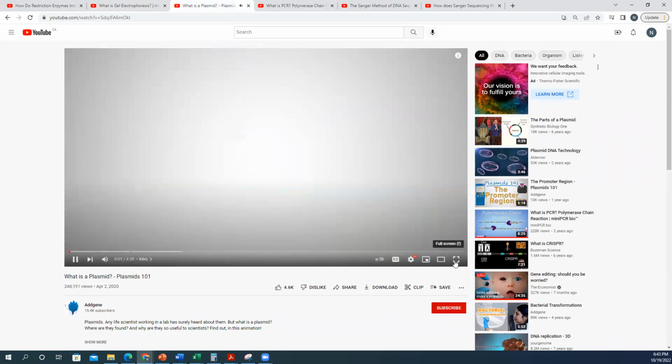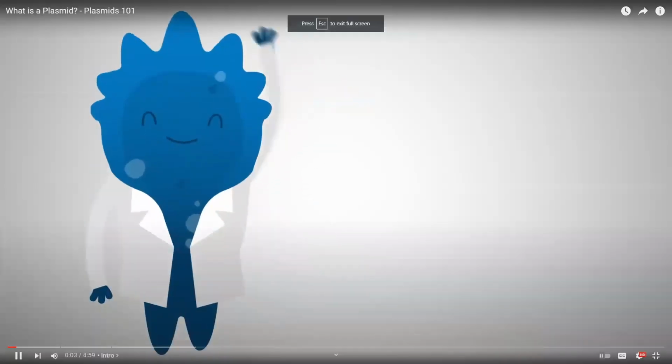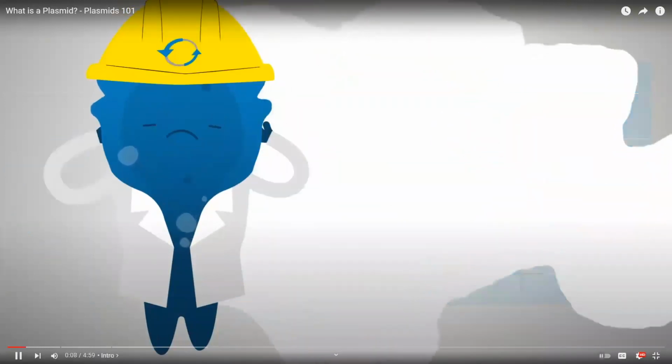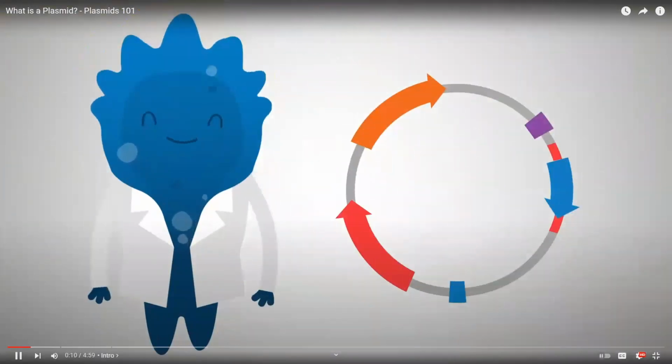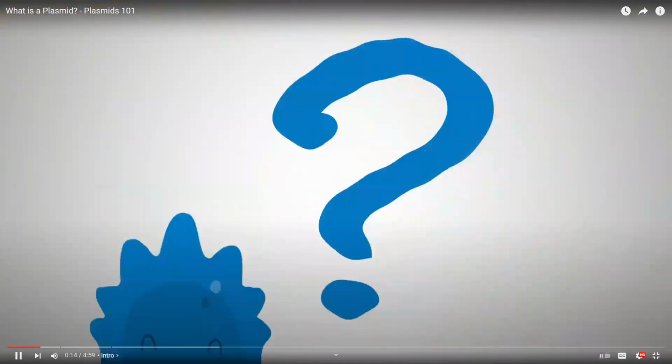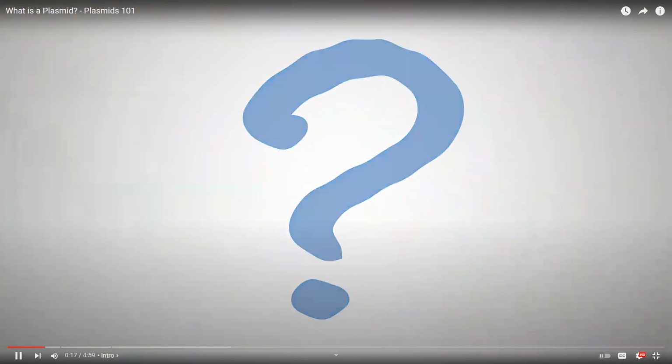Any newcomer who joins a molecular biology lab will undoubtedly be asked to design, construct, or modify a plasmid. But what exactly is a plasmid? And why is it so useful in the lab?